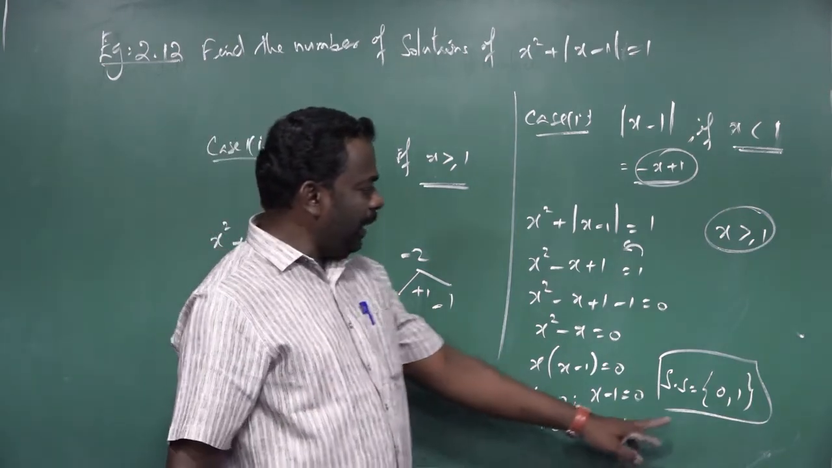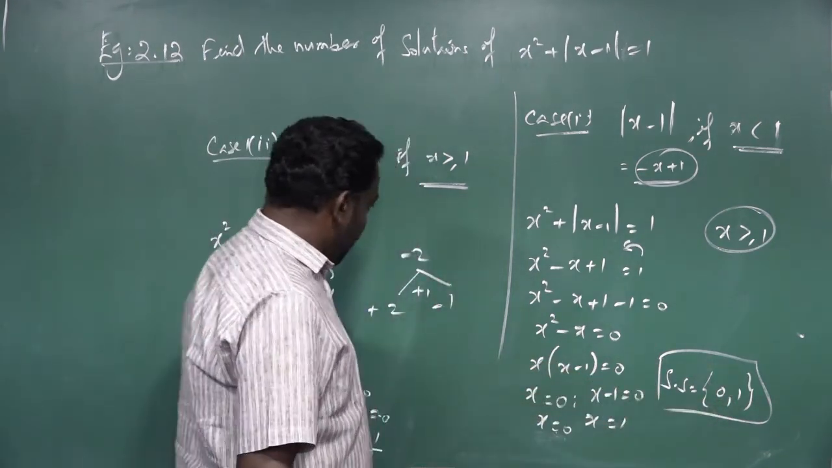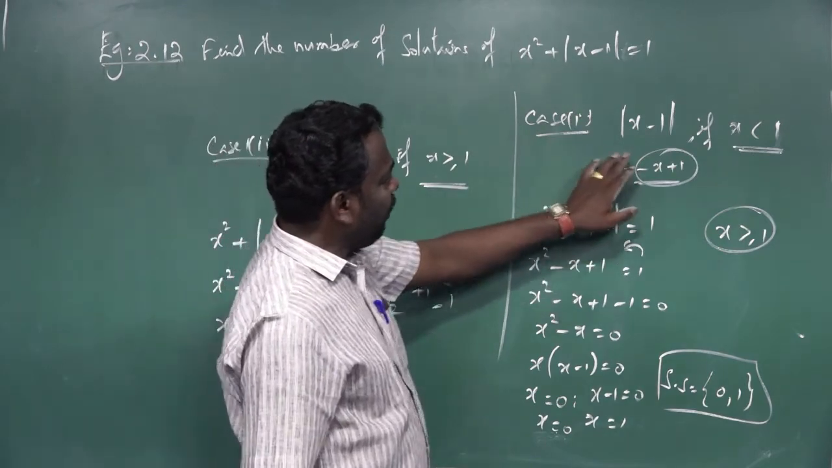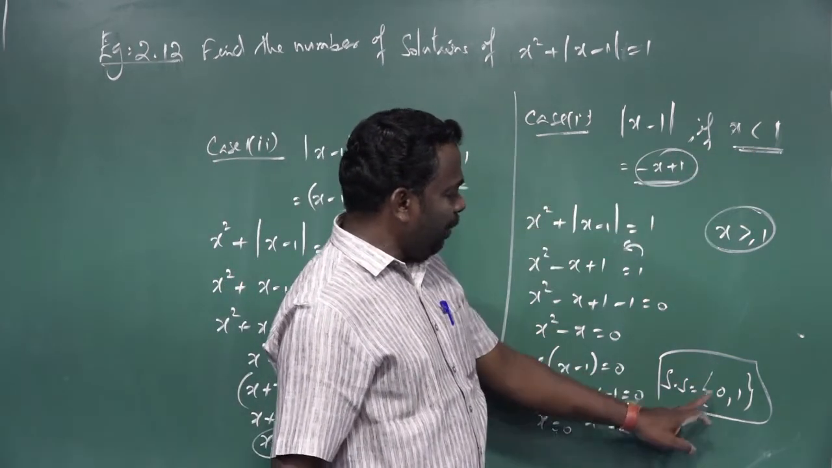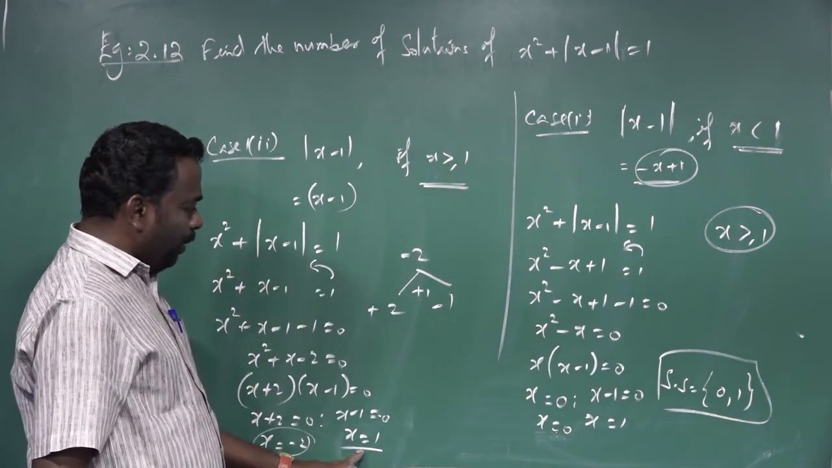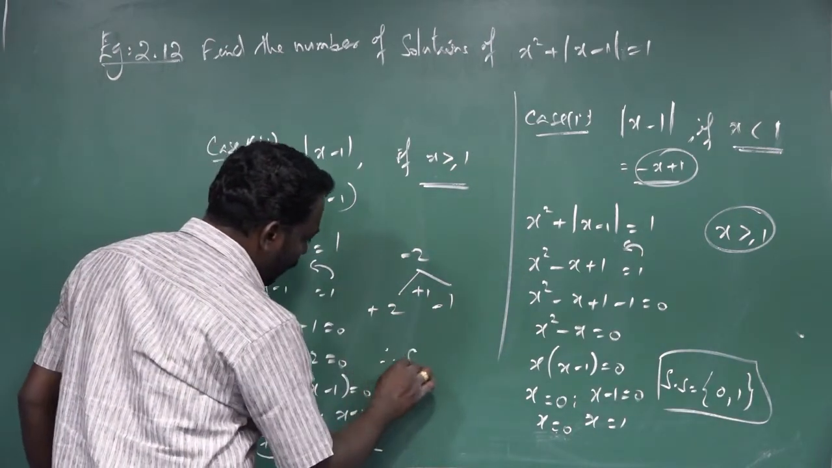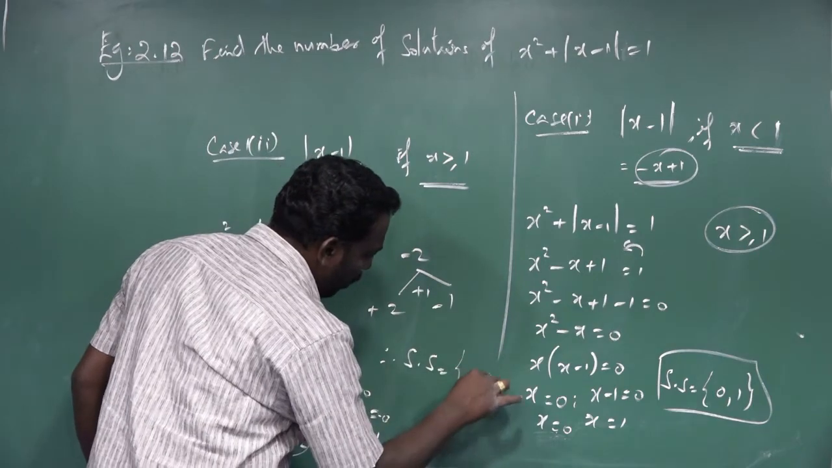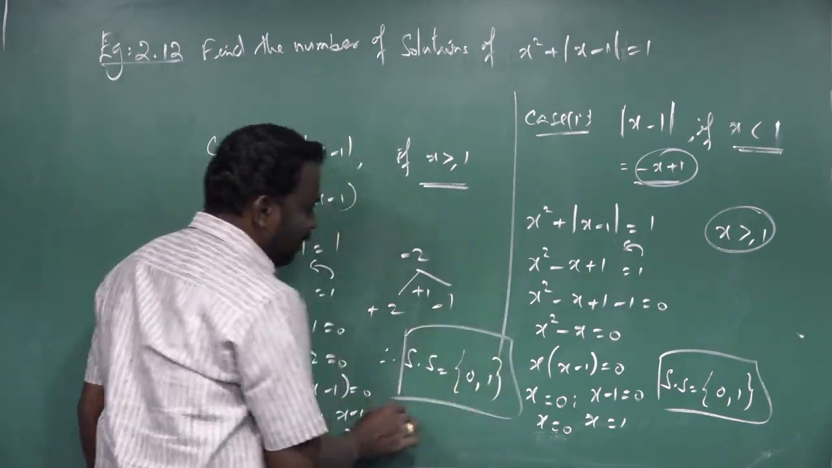We have already obtained the solutions 0 and 1. Therefore, for this equation, in the case of x less than 1, we obtain 0 and 1, and for x greater than or equal to 1, we obtain x equal to 1. Therefore, the solution set is 0 and 1, the solution of the given equation.